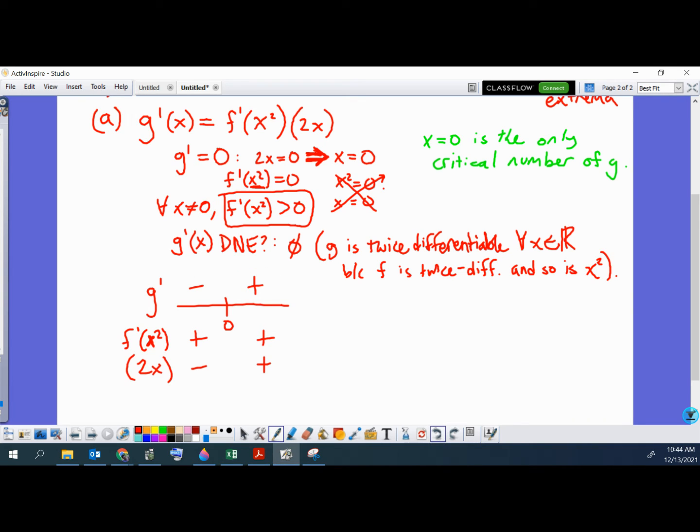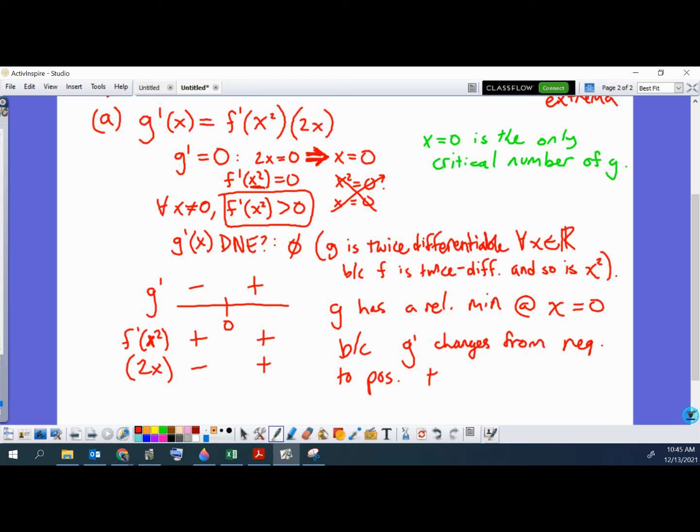Anyway, so g has a relative min. This is the answer to the question of part A, by the way. g has a relative minimum at x equals 0 because g prime changes from negative to positive there.